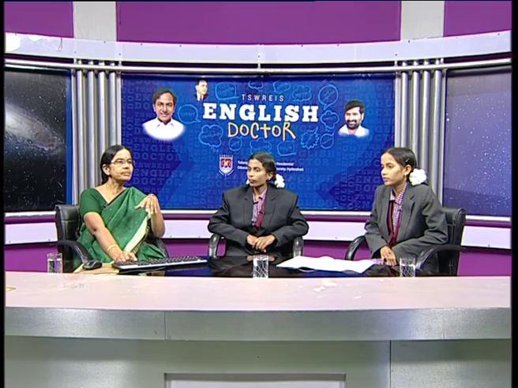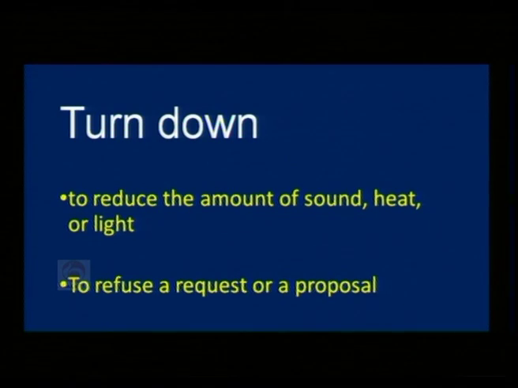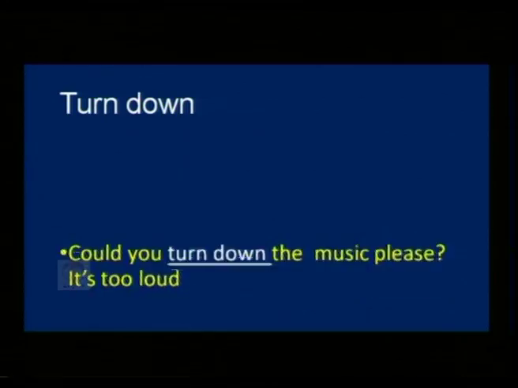There is another meaning also here. To refuse a request or a proposal. Turn down also means to refuse a request or a proposal. What do you mean by that? Suppose I say something to my friend or somebody, and they say no. That's called turn down.